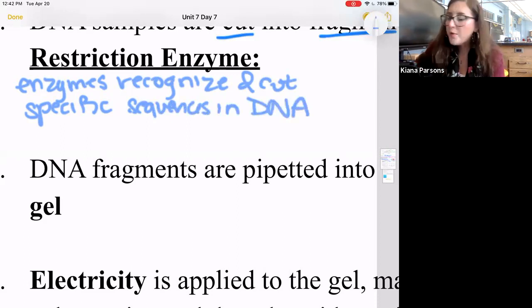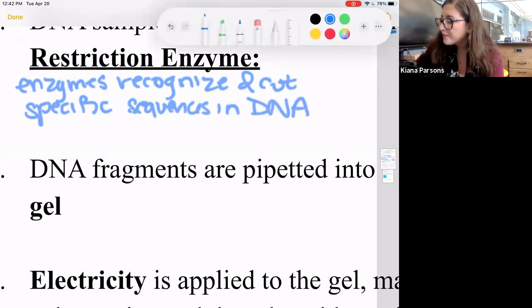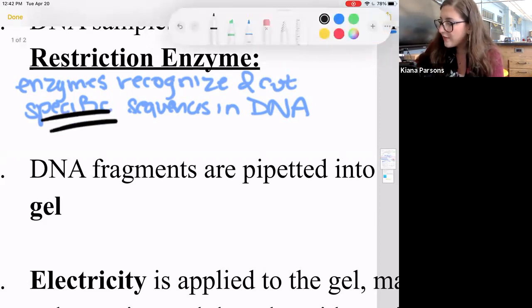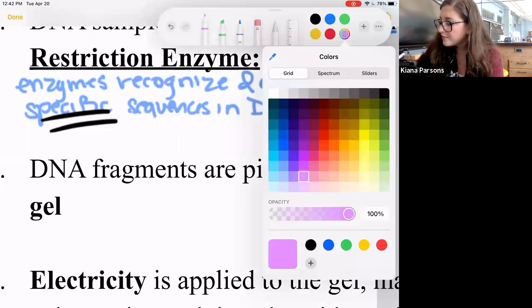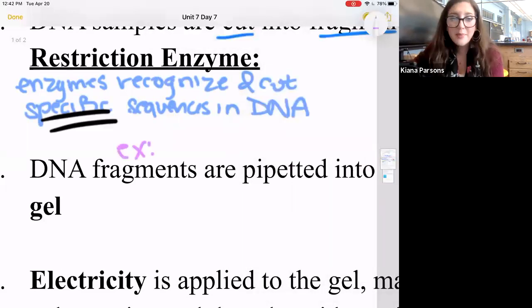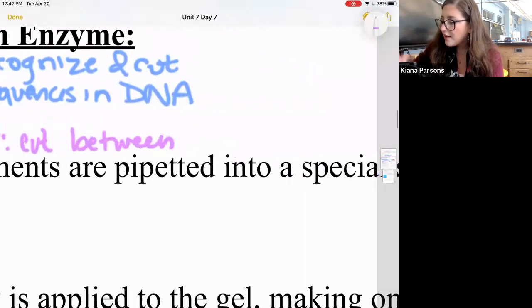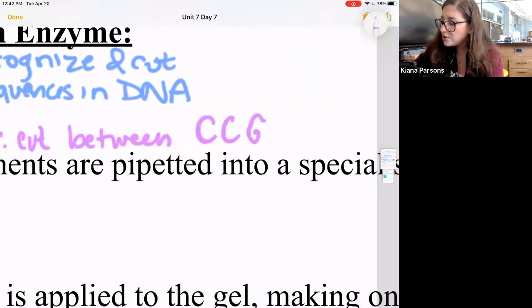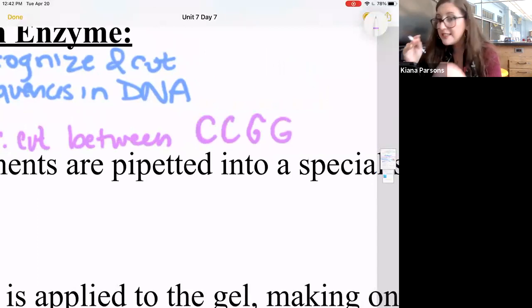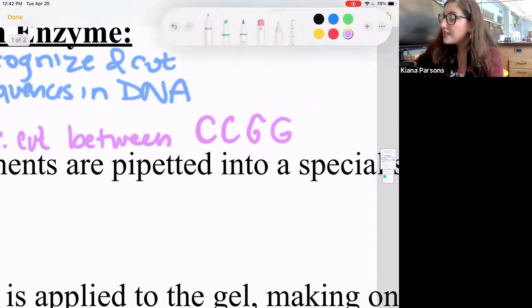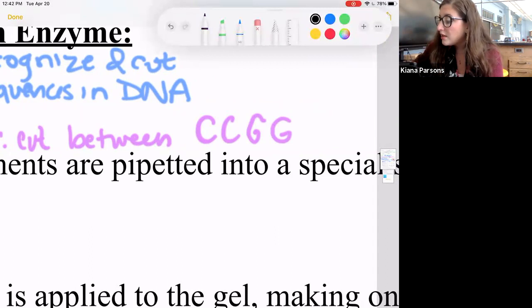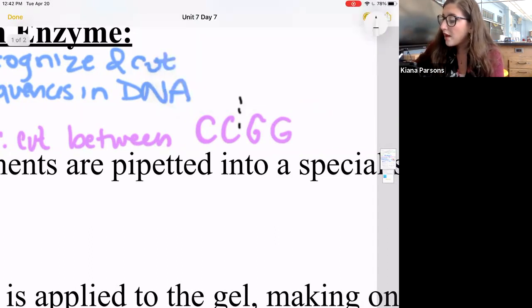So let's say, for example, specific, for example, they cut between C, C, G, G. So every time in the DNA sequence, there are two C's followed by two G's, the restriction enzyme will cut, but not at other points in the DNA. So these restriction enzymes have specific action.